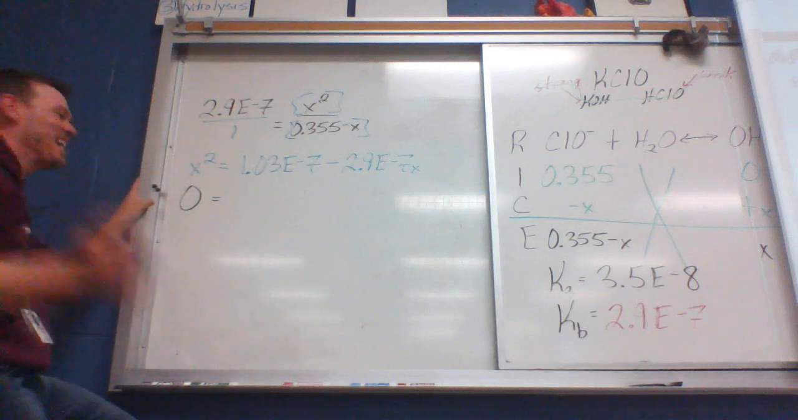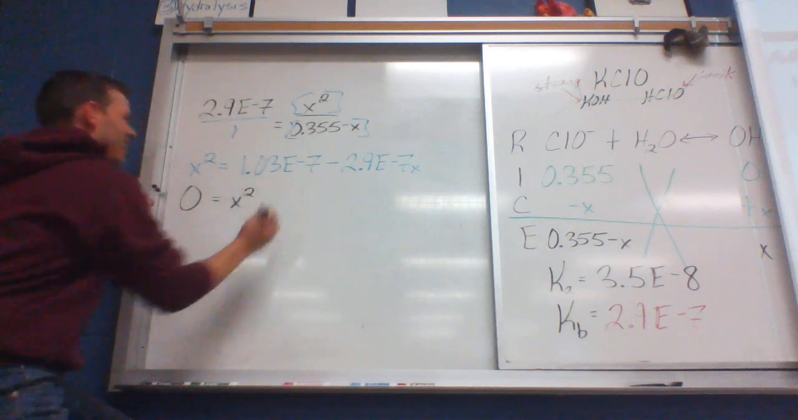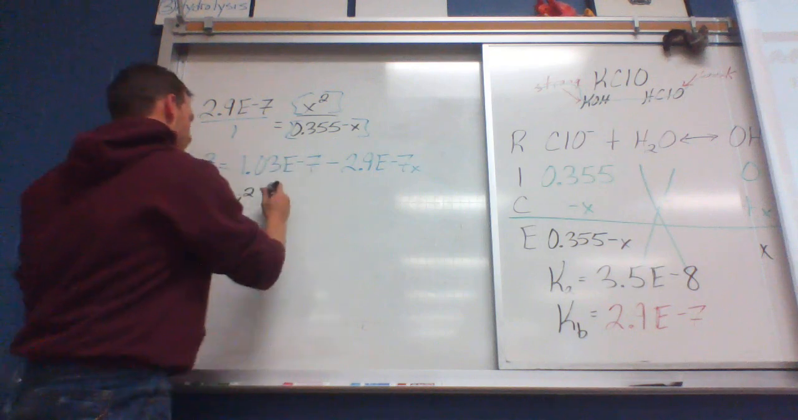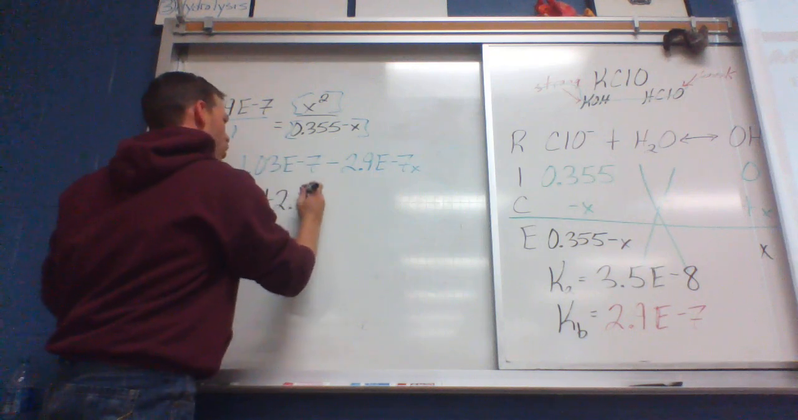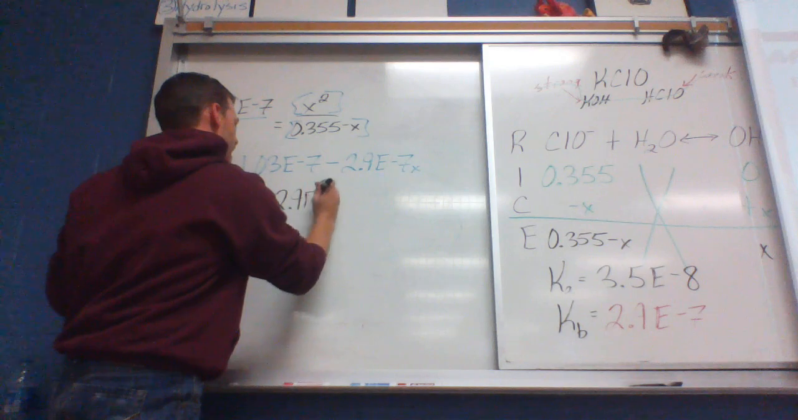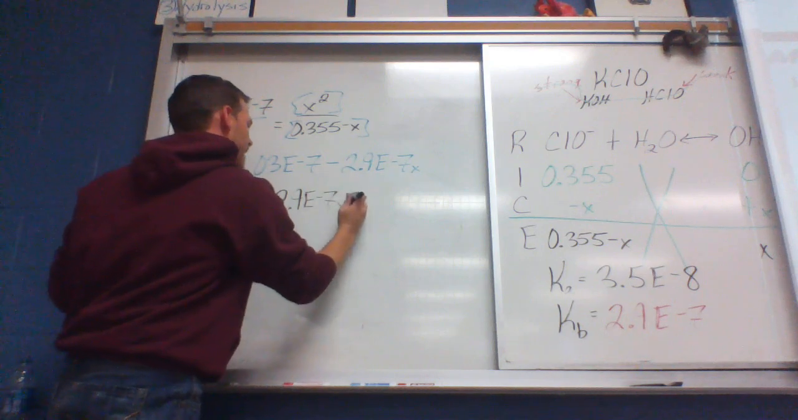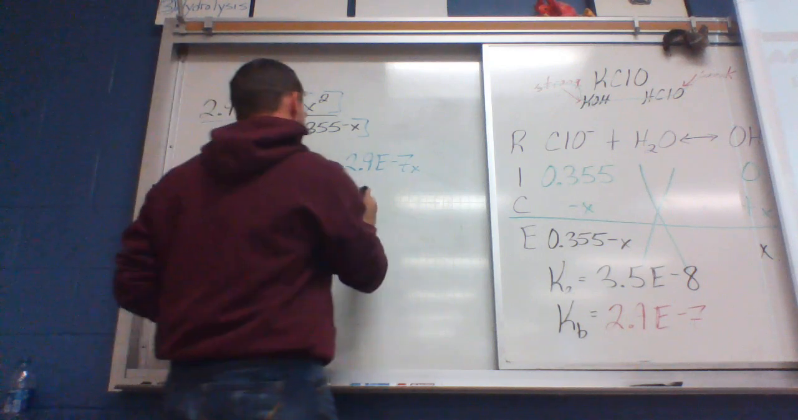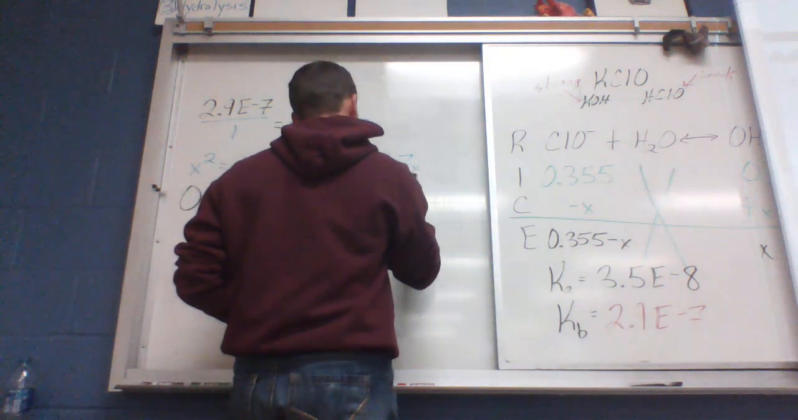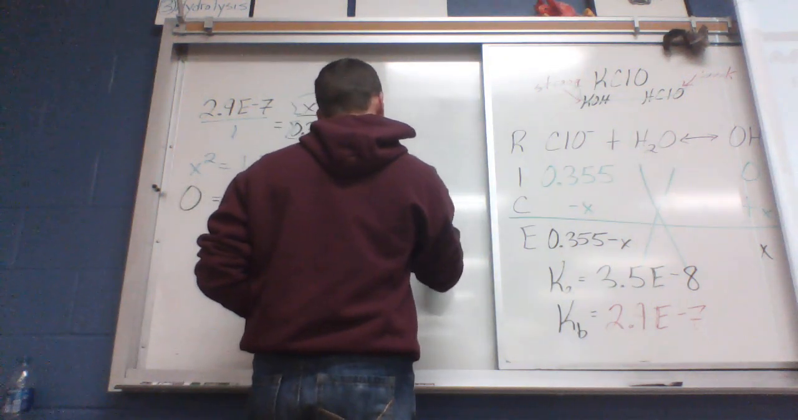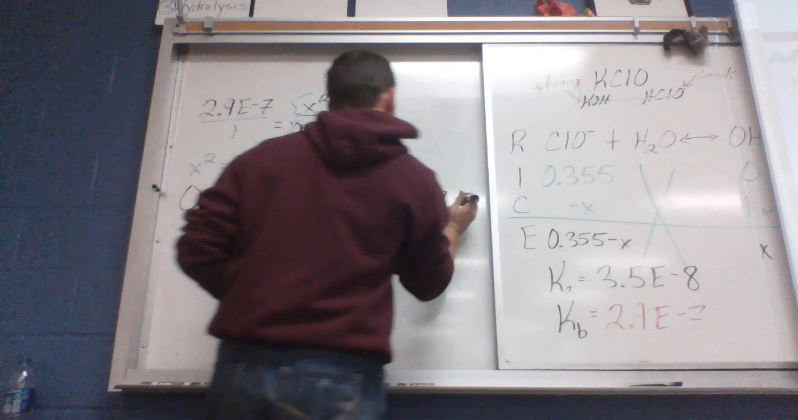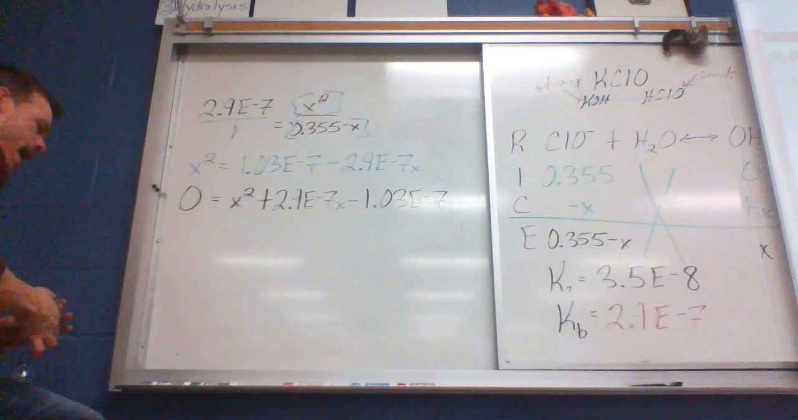All right, that would equal x squared. We'll move it around plus 2.9 e negative 7x minus 1.03 e negative 7. And then we got to go all solver happy.